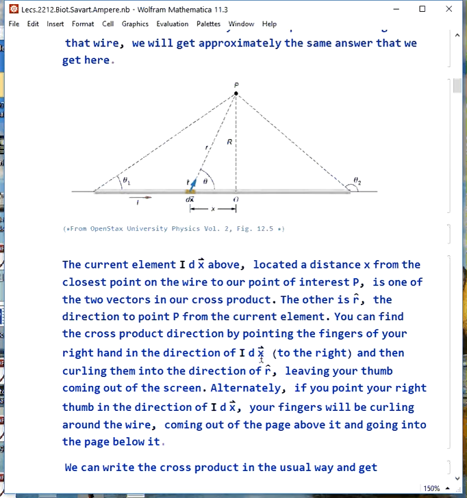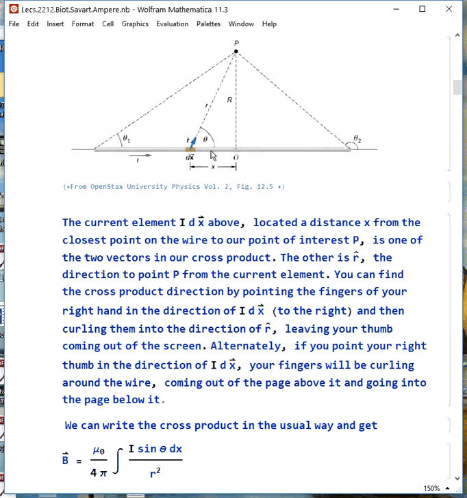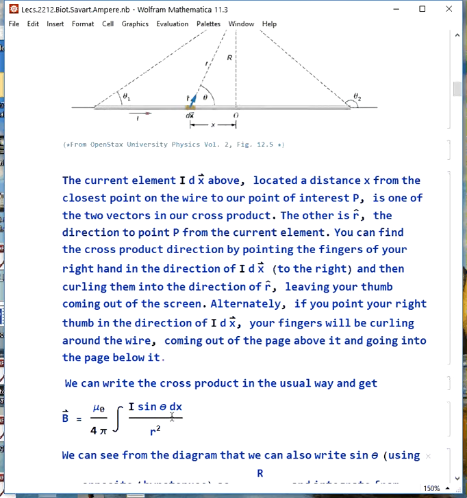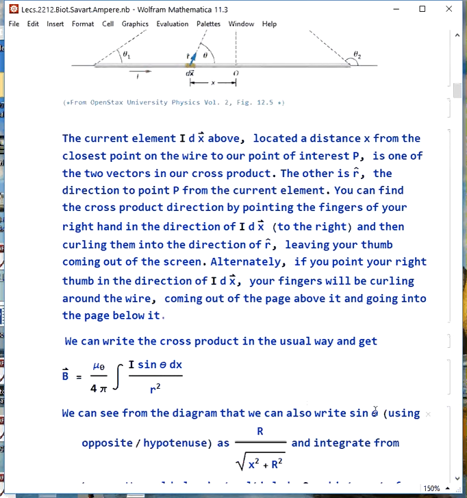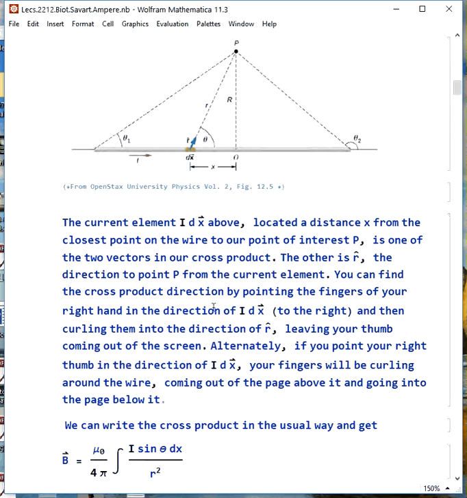And when we do this, we can write it like this. Cross product is I sine theta dx, where that takes care of the R hat and the DL, the direction. This is all over R squared. Now, we could also write this sine of theta, because sine is opposite over hypotenuse, as capital R over the square root of x squared plus capital R squared. That's little r. So capital R over little r is sine theta.